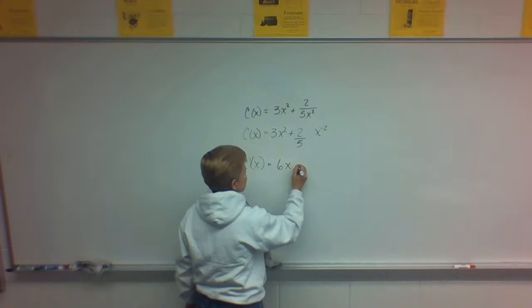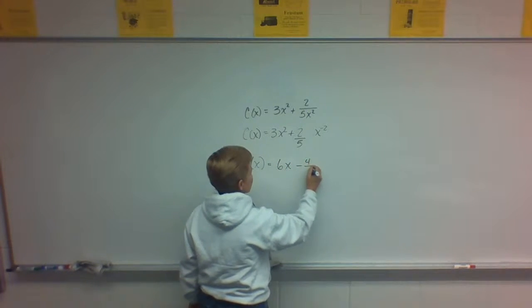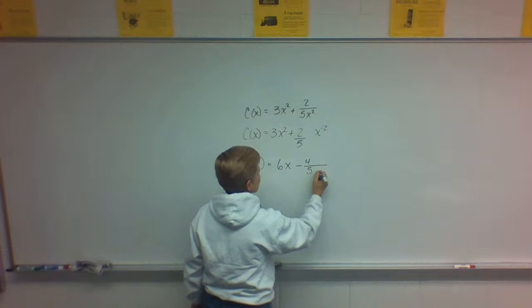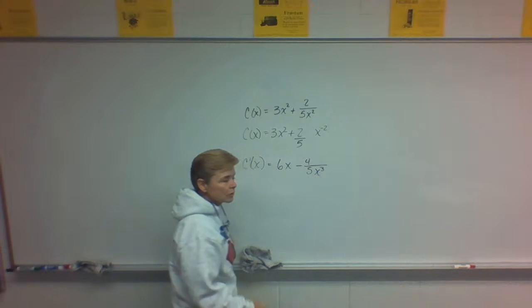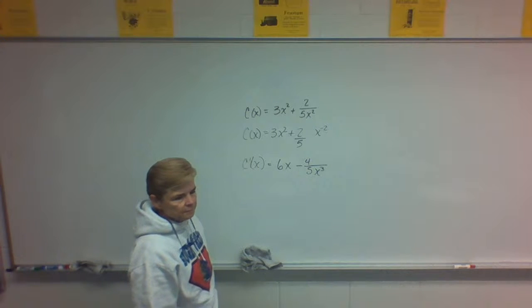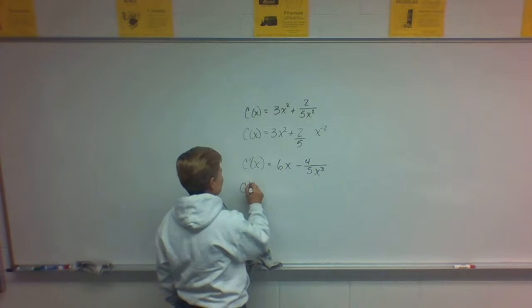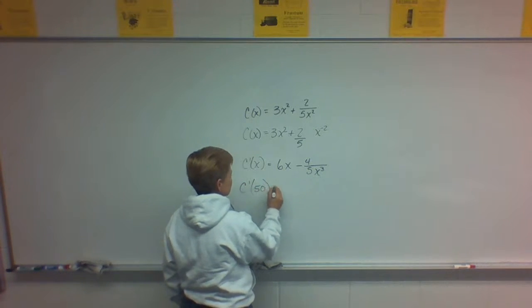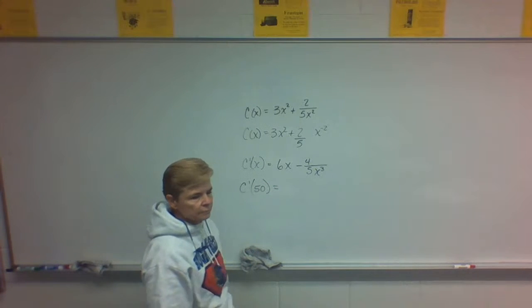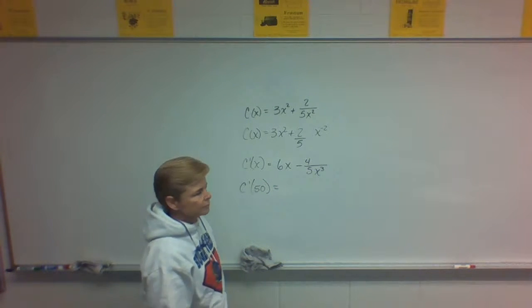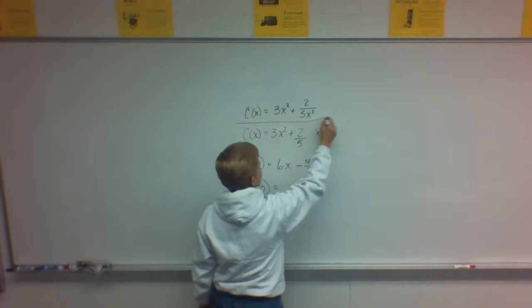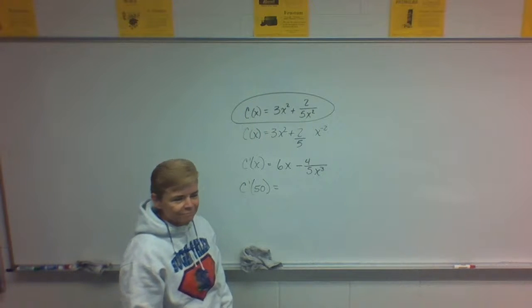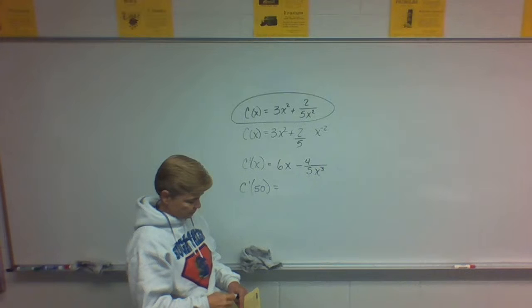6x minus 4/5, or you can leave it x to -3, I don't care. And then you would evaluate that at the number of cassettes that you're gonna produce to get a dollar amount. Or enter this at 50. But then you've got nothing to show me in case you get it wrong.